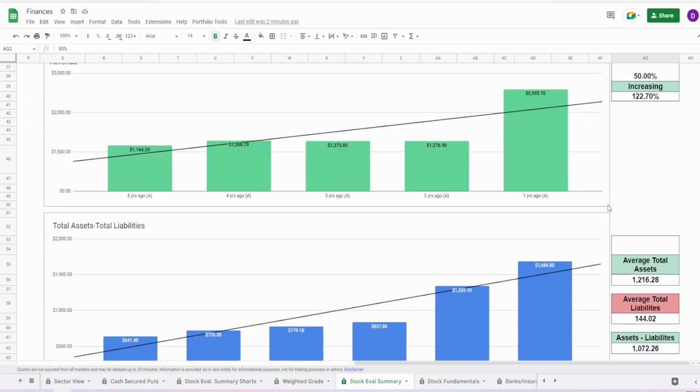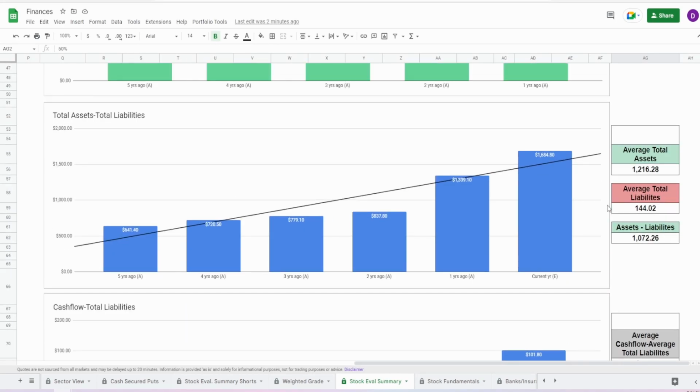So definitely something to think about. Now, when it comes back to the assets minus liabilities, this isn't looking too bad at $1.7 billion today. Average total assets is around $1.22 billion. Average liabilities is only like $144.02 million. Doing this difference, we get almost $1.1 billion. I'm gonna give this a very good score of like 90%.